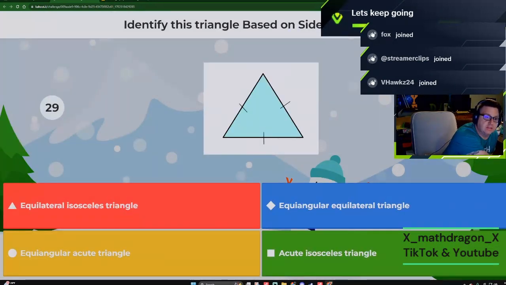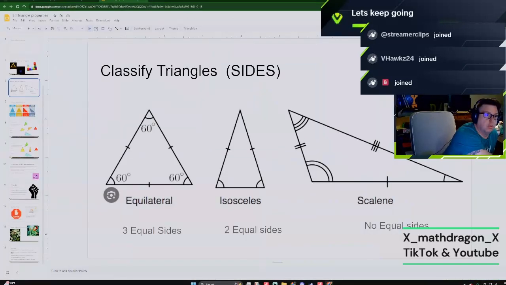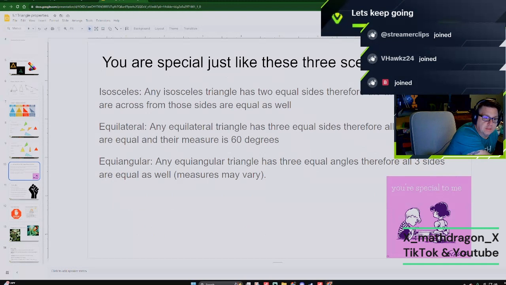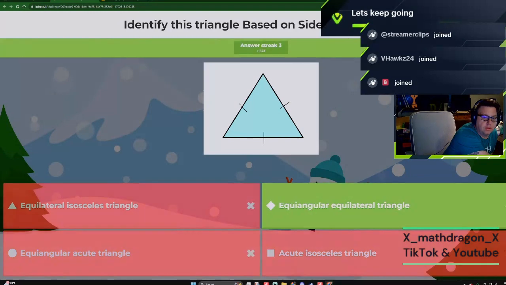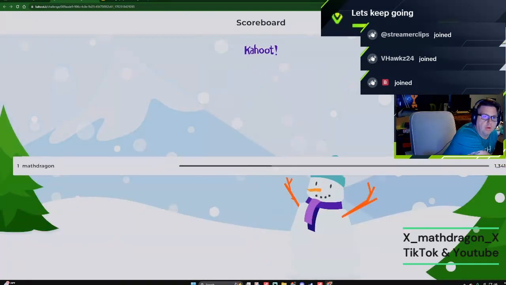All right, we see 3 equal sides. So that means it's equilateral. But is it equilateral and isosceles? Is it equiangular and acute? No. Here is, where did our properties go? If it's equilateral, it is equiangular. If it's equiangular, then it's equilateral. So, anytime you see one, you better have the other. Equiangular and equilateral.